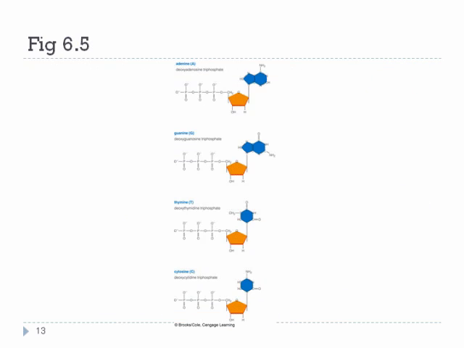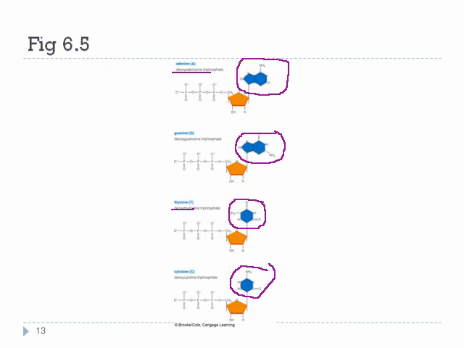Figure 6.5 shows you the structure of each of the nucleotides. The part that varies is this base. You don't have to memorize any structures. But the adenine and the thymine pair together, and the guanine and the cytosine pair together. This is a large one pairing with a small one, a large one pairing with a small one.